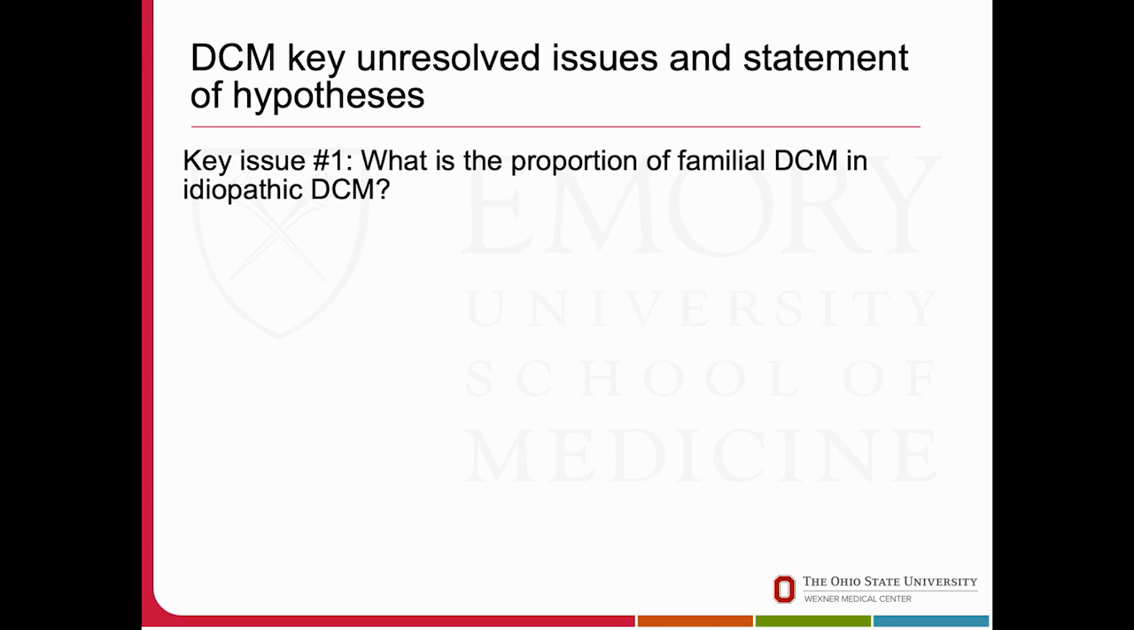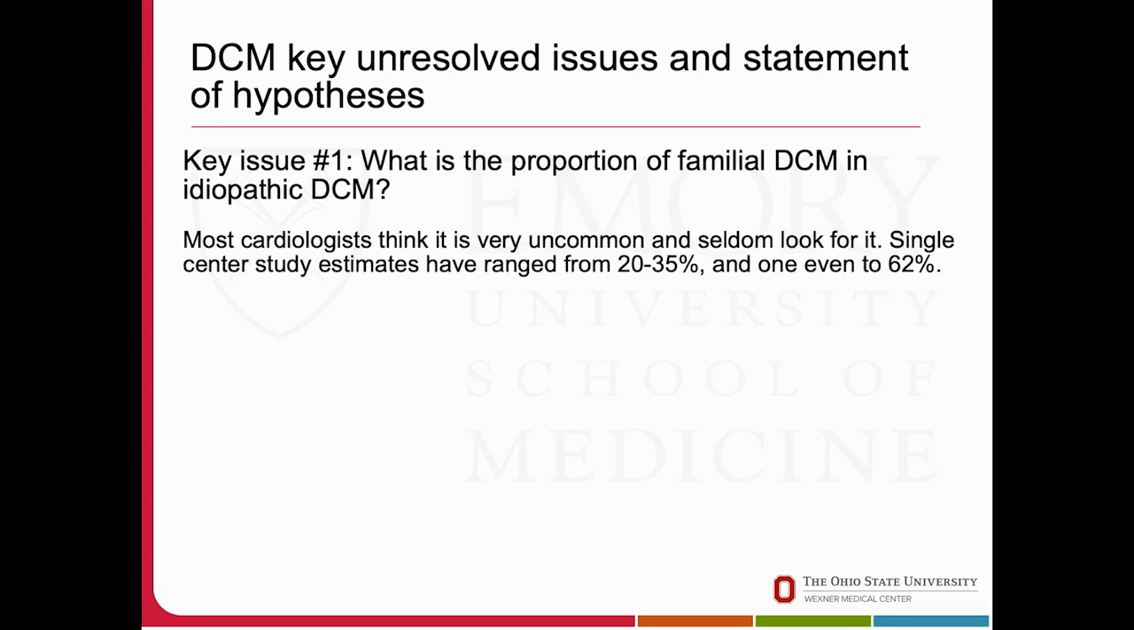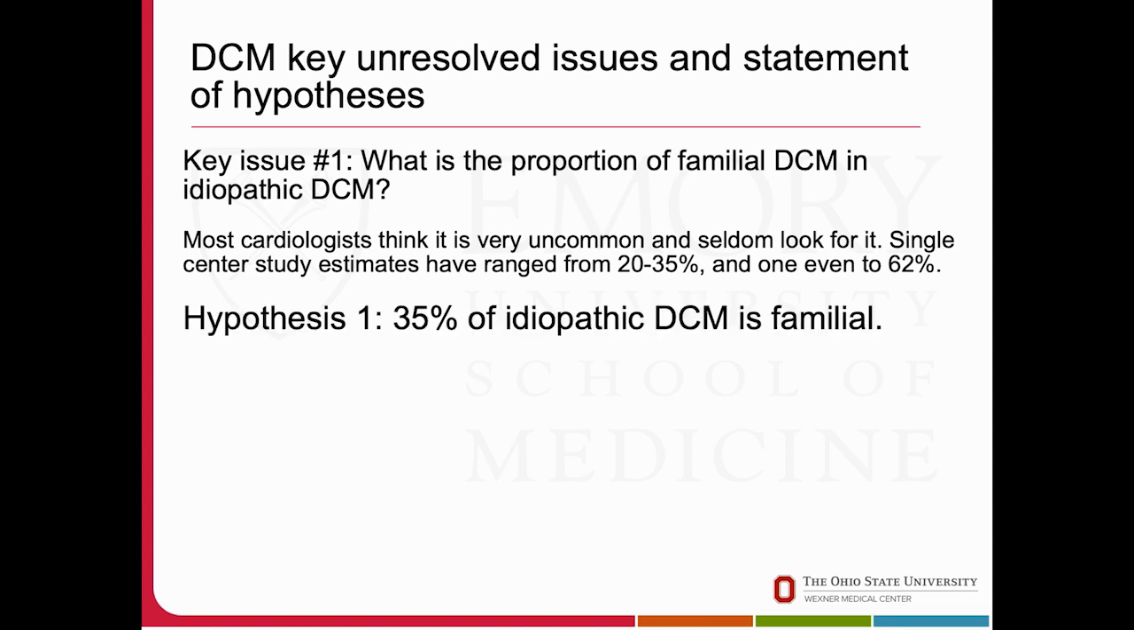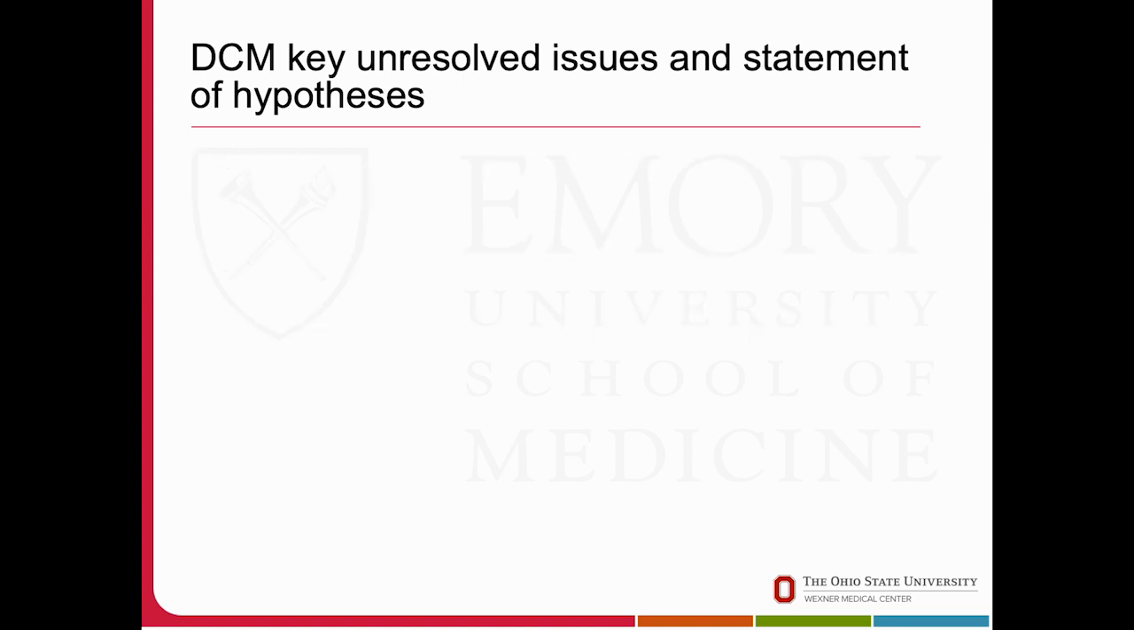The issues in this study are the proportion of familial DCM, and our hypothesis is that about a third of it is familial. This will be the first single multi-site study to actually try to figure that out: how much of it actually is familial, so that when we're seeing somebody in clinic, if we screen family members, we know what metrics we should expect ourselves to attain.